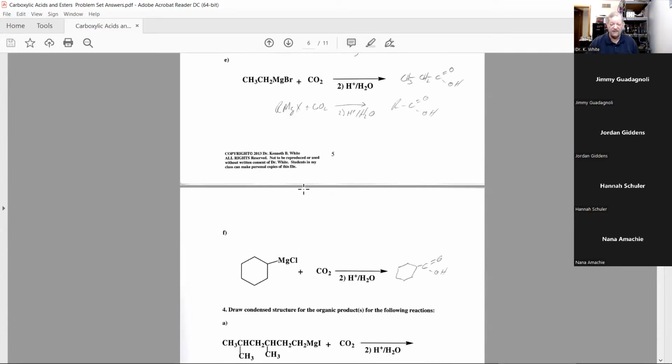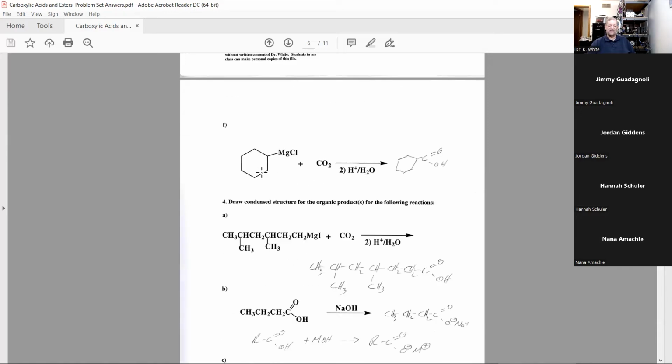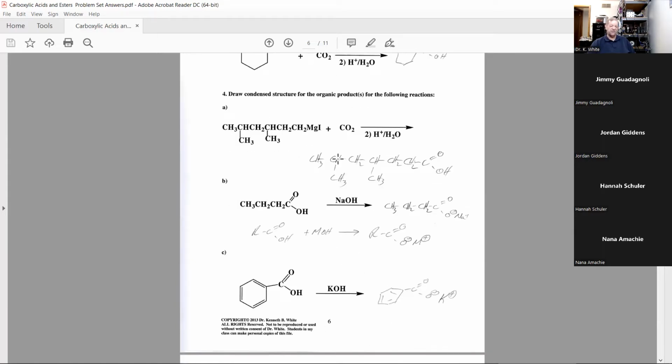I don't have it here. No, I don't. X can be chlorine, bromine, or iodine reacting with CO2, carbon dioxide. Excuse me. Second step, water and acid, or acid and water. And you get a carboxylic acid that's 1 carbon longer than the R group you started with. 2, 3 carbons. Cyclohexane ring is the R group. Put on the carbonyl with the OH, you get that. And I do some others.